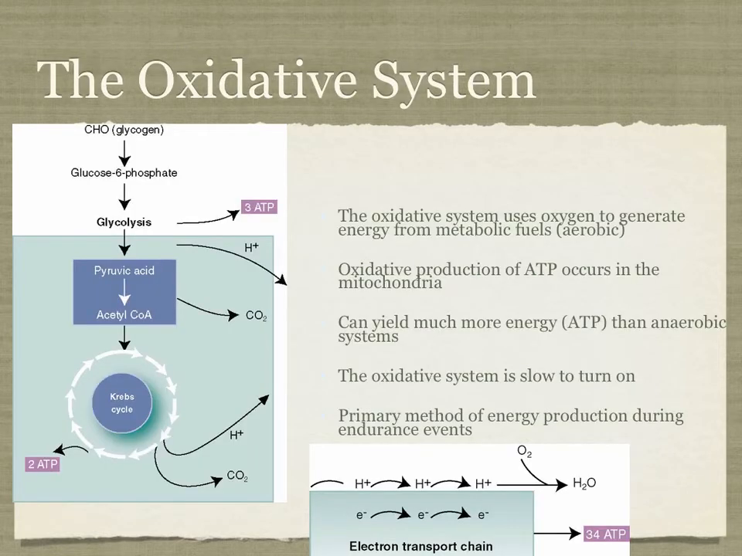And so this is what the oxidative system looks like. It starts out first with glycolysis, resulting in pyruvic acid production, which is converted to acetyl coenzyme A, which then enters the Krebs cycle. There is some ATP produced in the Krebs cycle, but also you can see the hydrogen ions are produced. Carbon dioxide is also produced, and then it goes from there. The hydrogen ions then go to the electron transport chain to produce energy, which then allows us to resynthesize ATP.